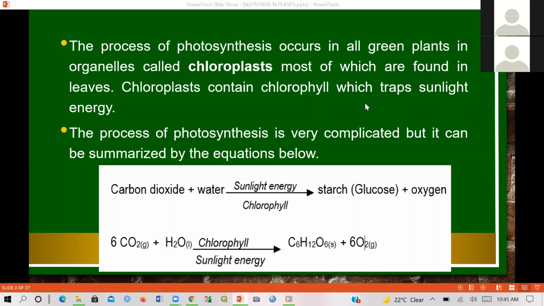Okay, there is a question coming in my chat. They are saying that I said photosynthesis takes place in green plants. What about the other plants? Do they also undergo photosynthesis? Well, generally all plants are green, except a few plants which may have some reddish color.